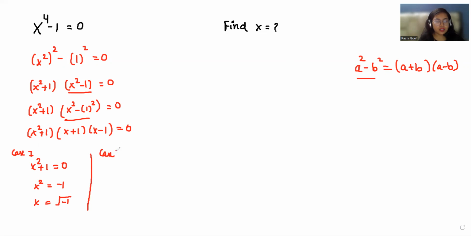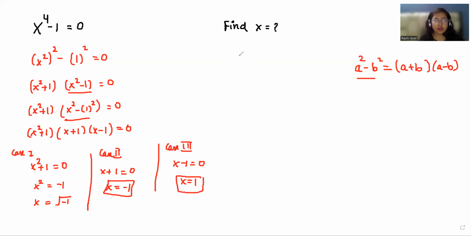Now case second, x plus 1 is equals to 0. If I take plus 1 to the other side, the value of x is minus 1. Now case third, when x minus 1 is equals to 0, so the value of x is plus 1.